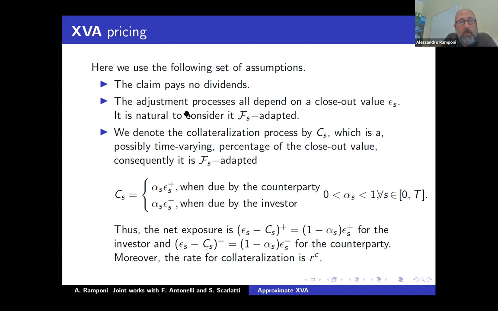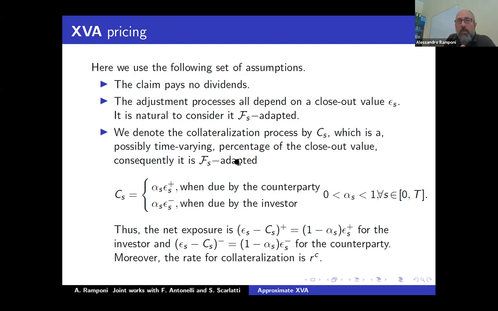The other assumption that we made is that all the adjustment processes that we introduce for describing the payoff of the deal depend on a given process, which is called the closeout value of the deal, that we consider adapted to the market filtration. In words, the closeout value of the deal is the residual value of the deal at time S. Hence, we consider a collateralization process, which is given by a percentage of this closeout value, and is adapted to the market filtration.